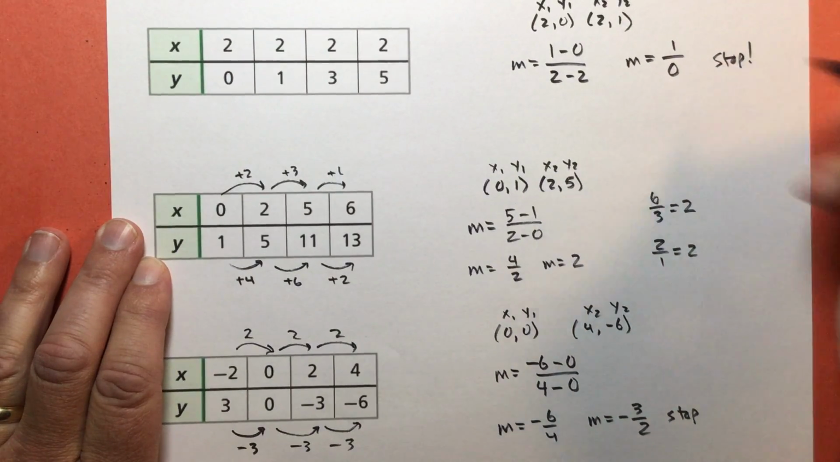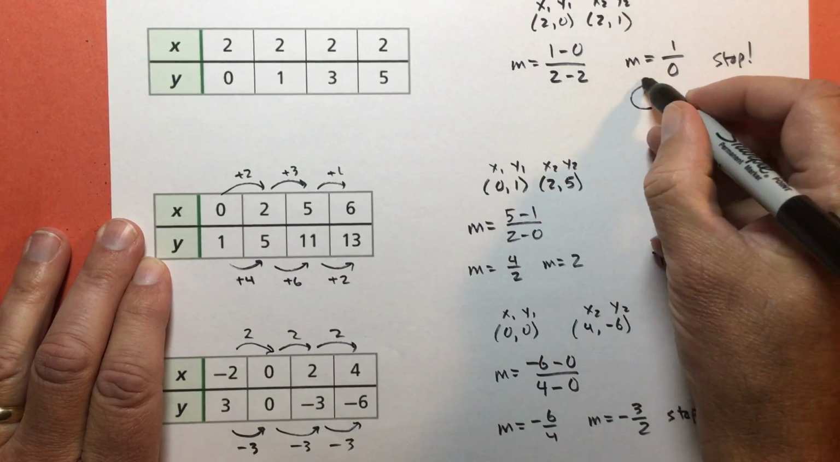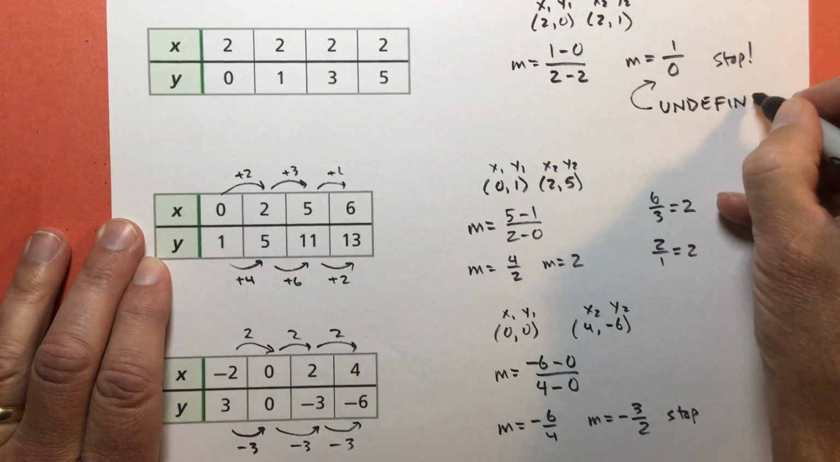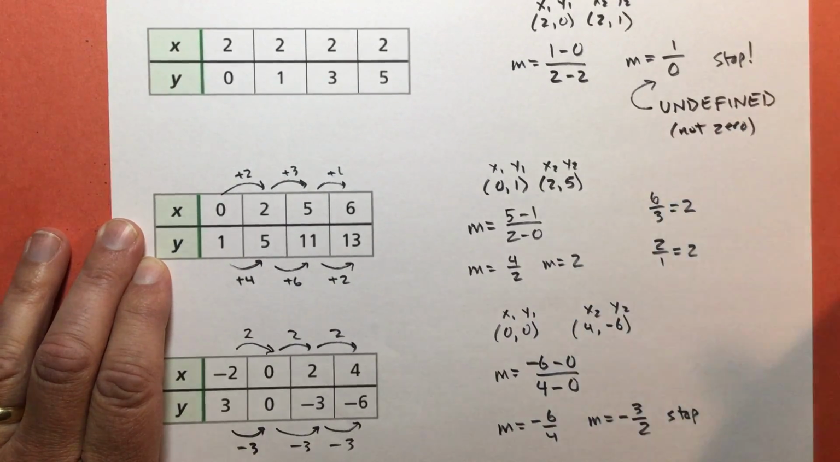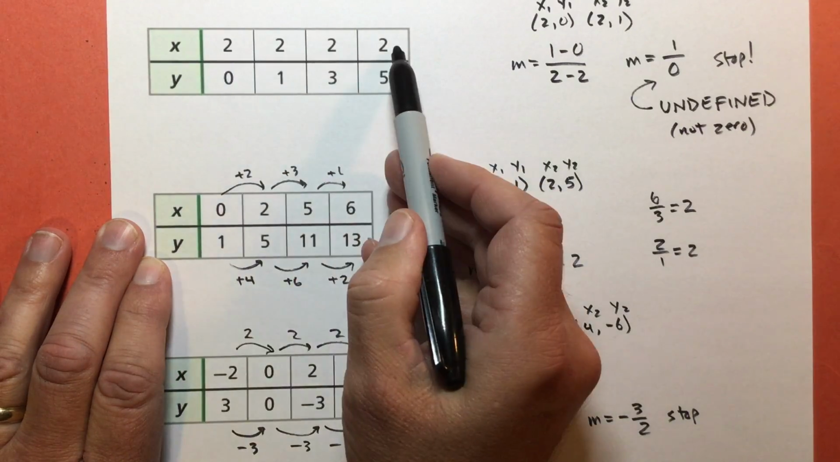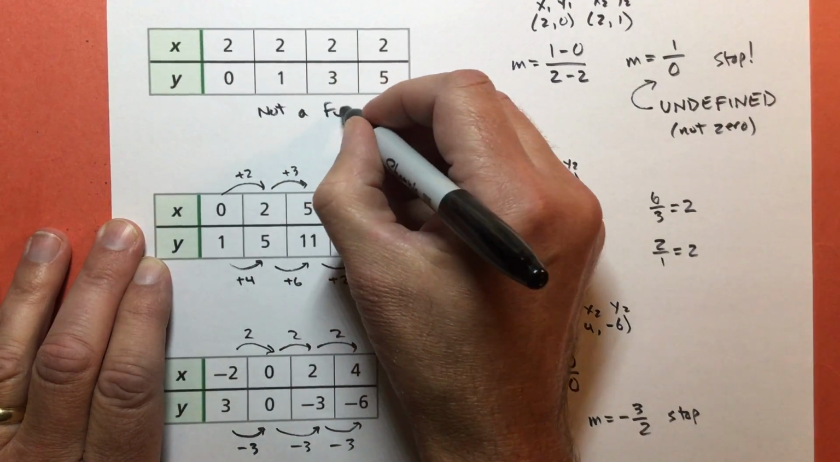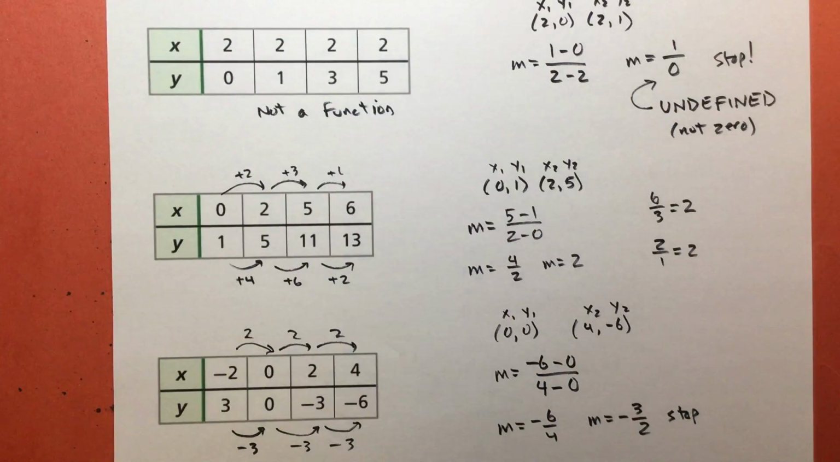Hit the brakes. Whenever you see 0 in the denominator, right here, this is undefined. It's not 0. So this right here, all of these have the same x value. That means this is not a function. So it's not even a function. It can't be a linear function. So slope doesn't really apply to it. So when I try to find the slope, I end up with something that's undefined, which means it makes no sense. Okay? All right, we'll see you in the next video.